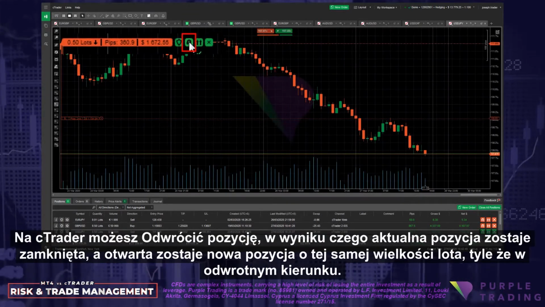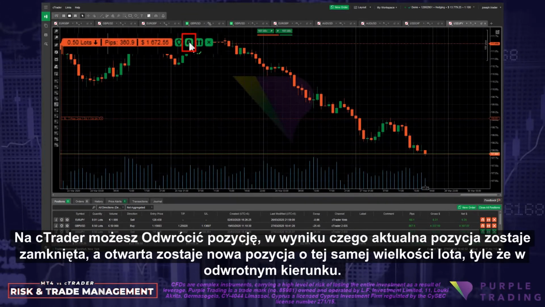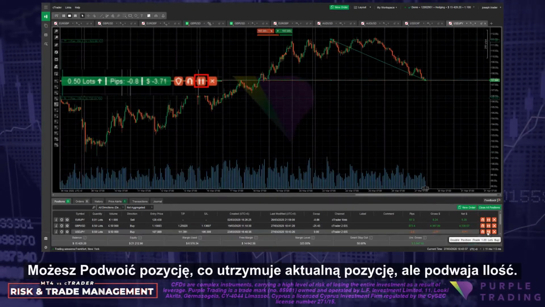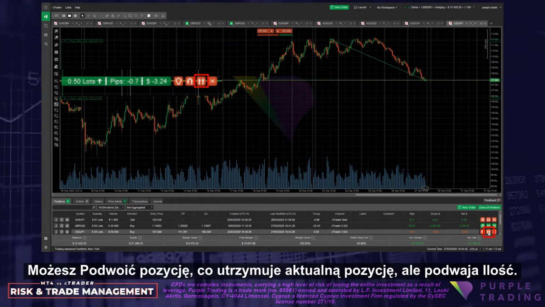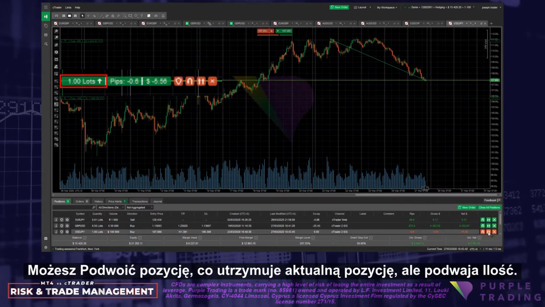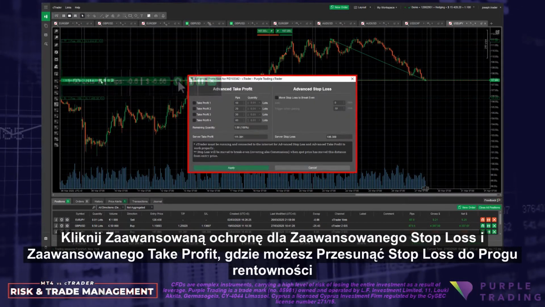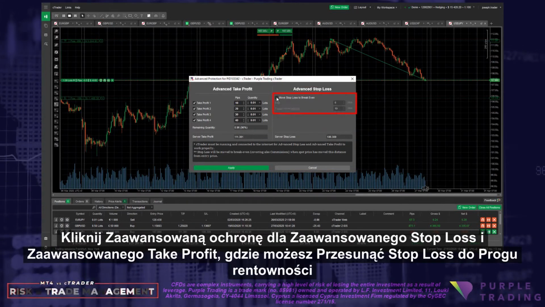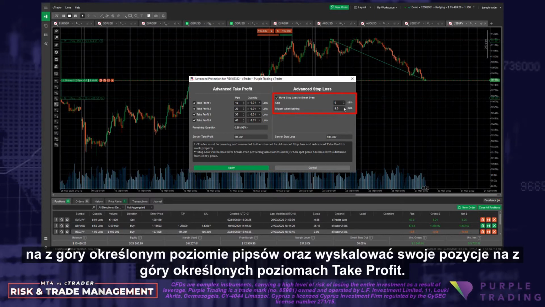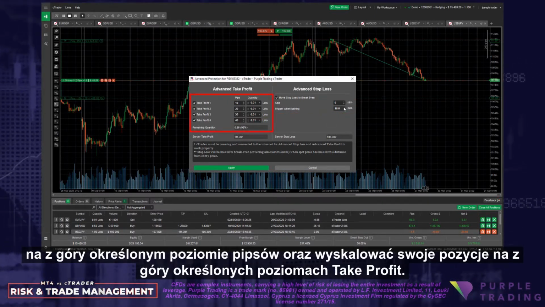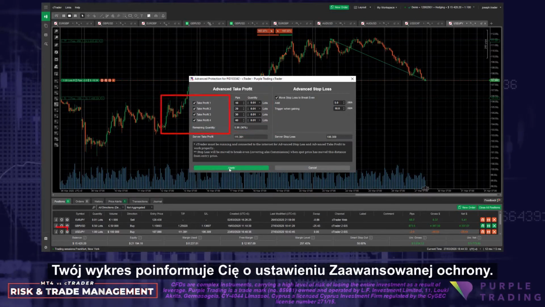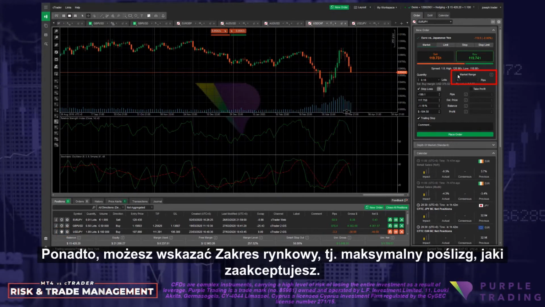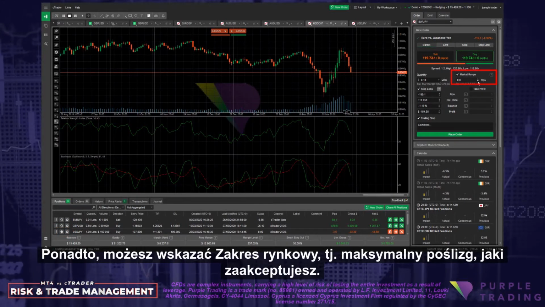On cTrader, you may reverse position, which closes the current position and opens a new position with the same lot size in the opposite direction. You may double position, which maintains the current position but doubles the quantity. And click Advanced Protection for Advanced Stop Loss and Advanced Take Profit, where you may move stop loss to break even at a predetermined level of pips and scale out of your positions at predetermined take profit levels. Your chart will inform you of advanced protection in place. Also, you may specify your market range, which is the maximum amount of slippage that you will accept.